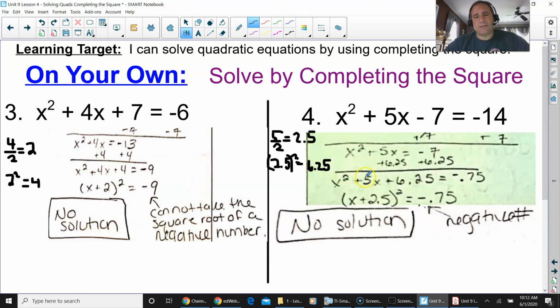I have x squared plus 5x plus 6.25, which is a perfect square. So we have x plus 2.5 times x plus 2.5 equals, and it comes out to be a negative. There it is again. If we square root both sides, it is taking the square root of a negative. We cannot take the square root of a negative, so there is no solution for number 4 as well.